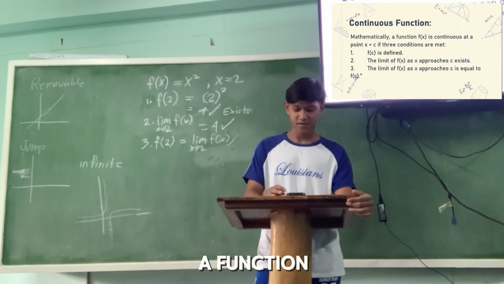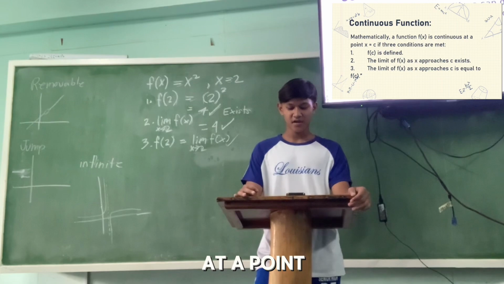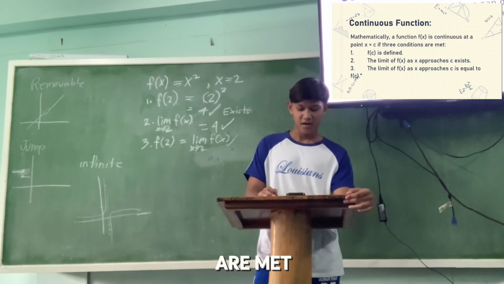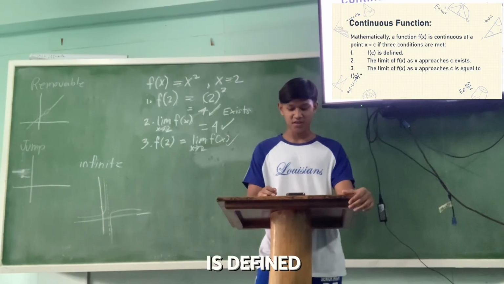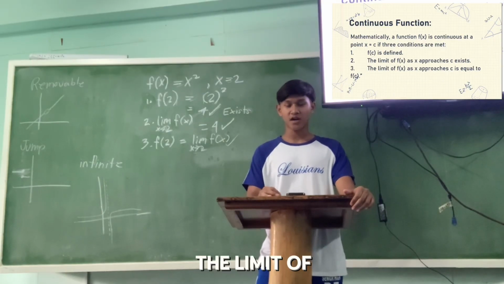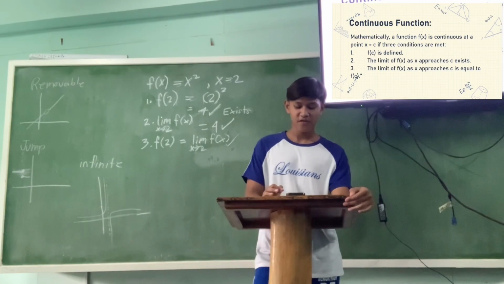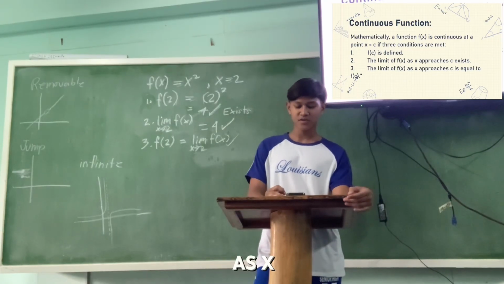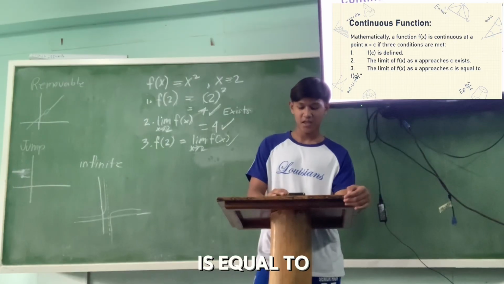Mathematically, a function f(x) is continuous at a point x = c if three conditions are met. f(c) is defined, the limit of f(x) as x approaches c exists, and the limit of f(x) as x approaches c is equal to f(c).